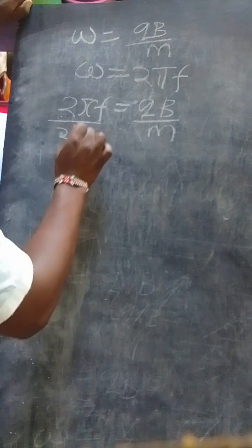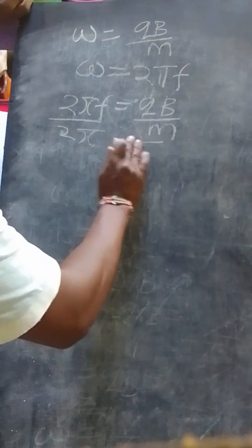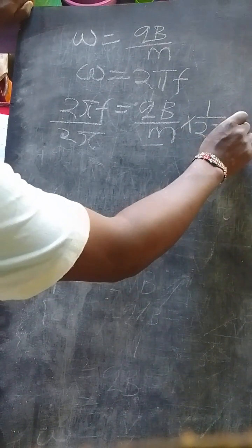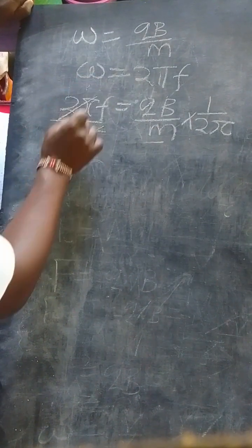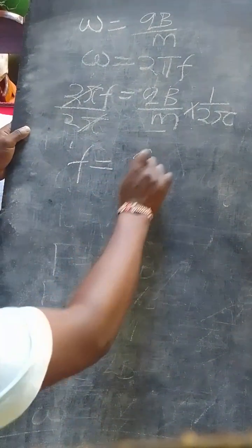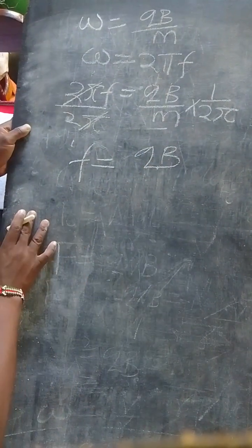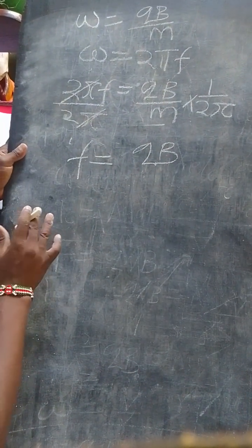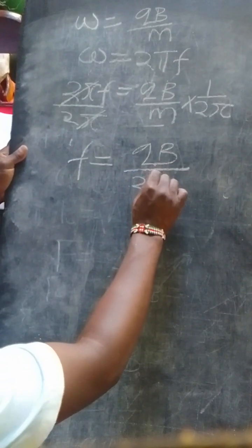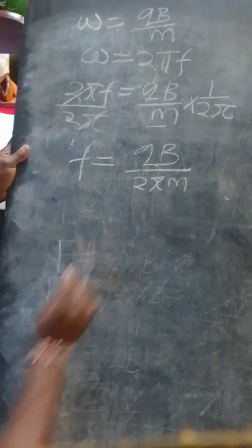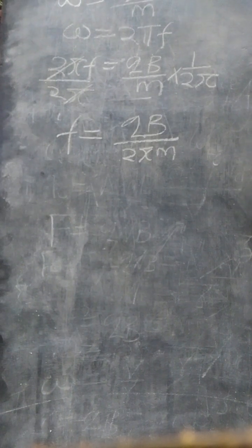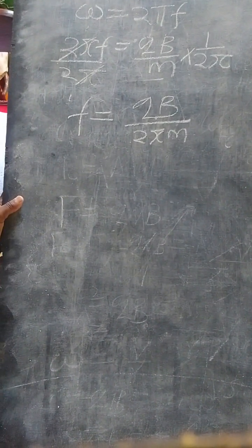Now I divide it through here by 2π and here by 2π. So here it will cancel out once, and we remain with the frequency will be equal to QB over 2πM. That is the frequency of that particle, or a charged particle, when it enters into a magnetic field. Now we will calculate the periodic time.